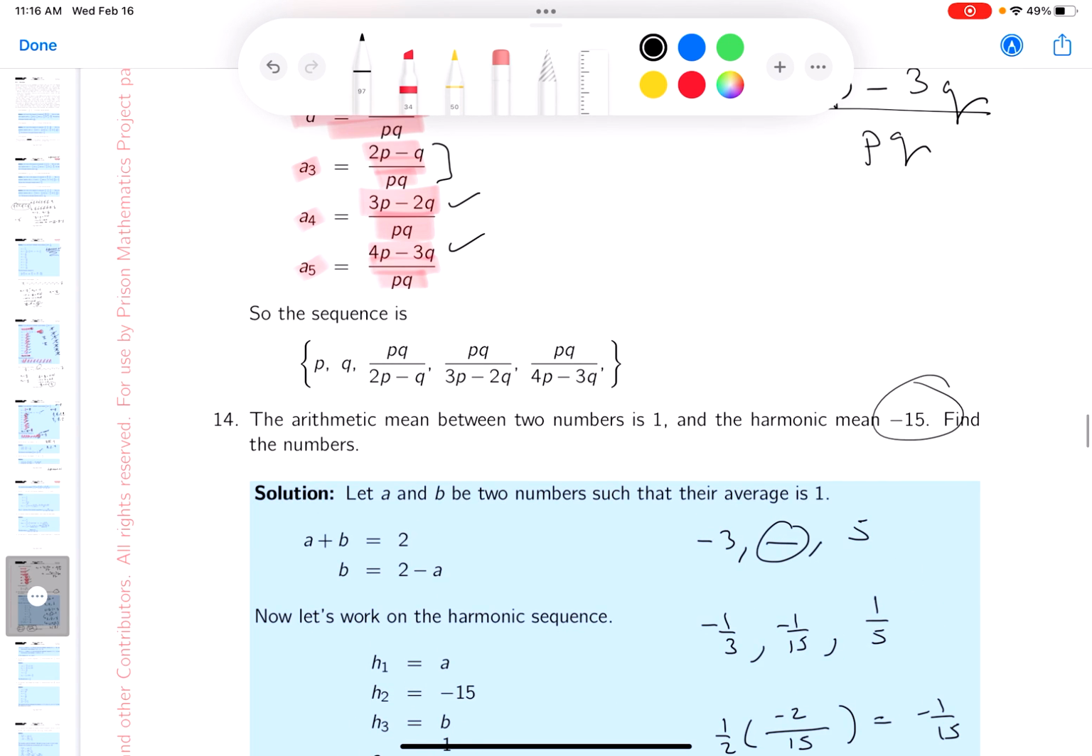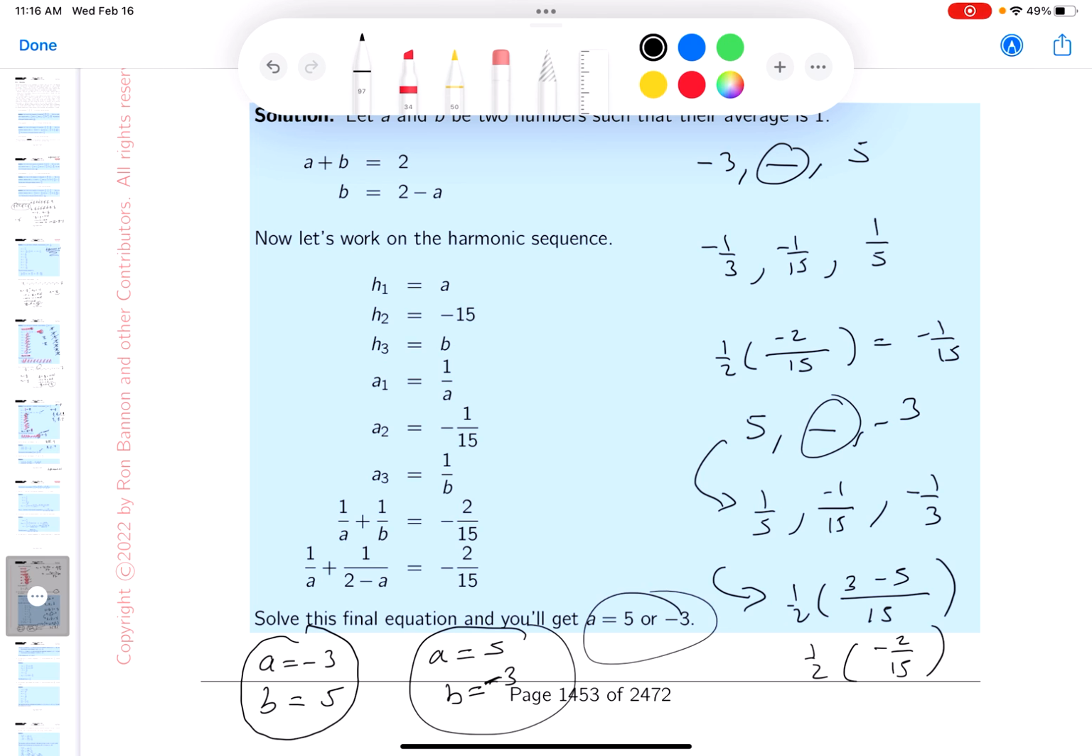We're getting the same thing over and over again, all right? So what are the two numbers? 5 and -3, all right?